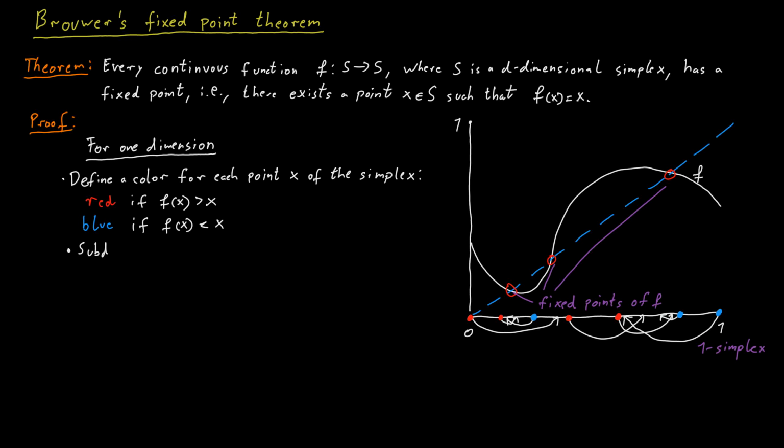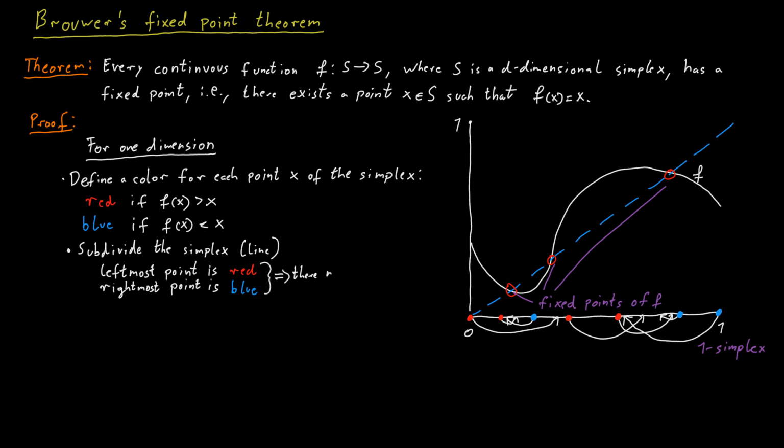And so we have red at the very left and blue at the very right. So there must be some segment, some edge in the middle somewhere, where one endpoint is red and the other one is blue. Right? So we must have a red-blue edge. Very much like in the proof of Sperner's lemma. We've already discussed this. Okay, so no matter how I subdivide the simplex, I always can find such a red-blue edge.